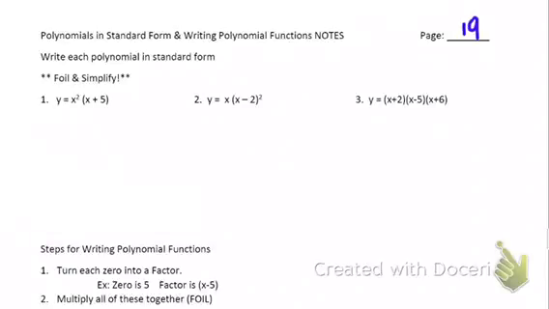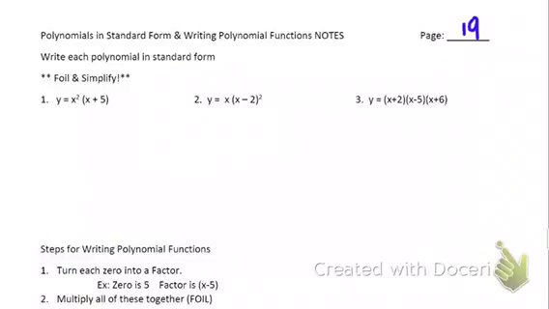So the first is when you have polynomials and they're in the factored form. So we factored them this week, and now we're just going to undo that. So to do that, you just FOIL and then simplify, combine your like terms, and write it from biggest exponent to smallest exponent, and that is standard form.